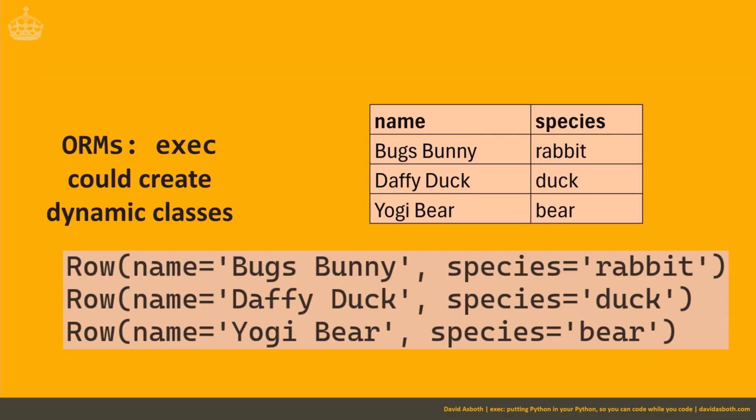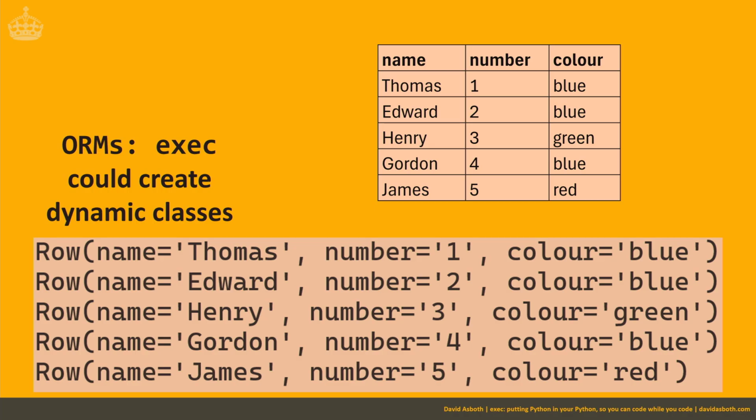So for our cartoon characters, it's going to take the name and the species columns, and make those the attributes of the data class. But if we run it on a completely different file that has name, number, and color, then we are going to create a completely different data class, still called row, but it's going to have different attributes, name, number, color, from the data. Now, as we'll talk about in a second, this isn't exactly how ORMs are going to do it, but if we're going to make a very basic equivalent, using exec to dynamically create those classes is an option.